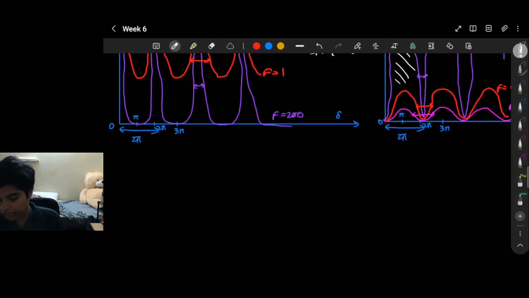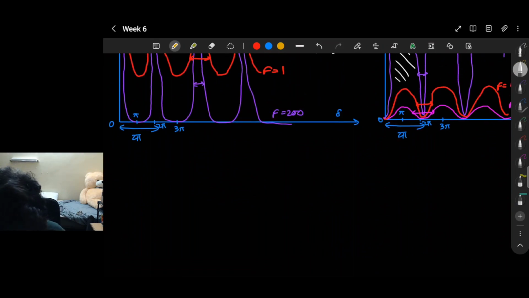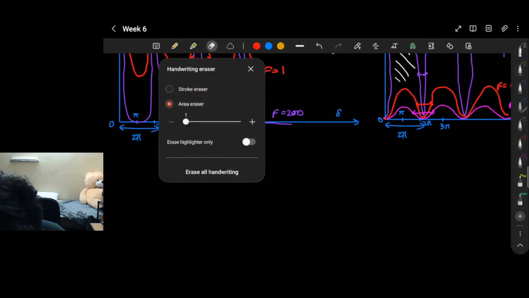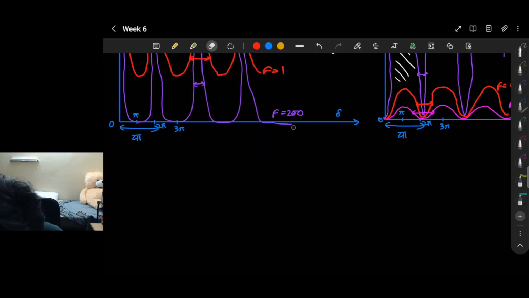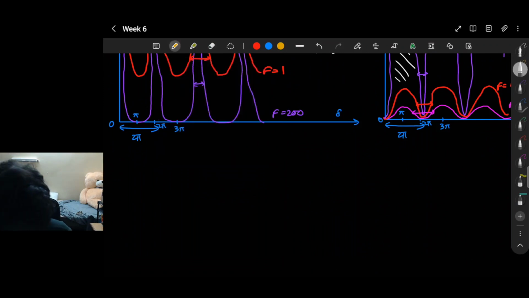Okay, so this finally brings us to the end of the first question. We can now proceed to the next question. This is also on Fabry-Perot interferometer. Oh, by the way, this plot never goes below the x-axis. I'm sorry. Let me erase this. Yeah, that's better. Okay, moving on to the next question.